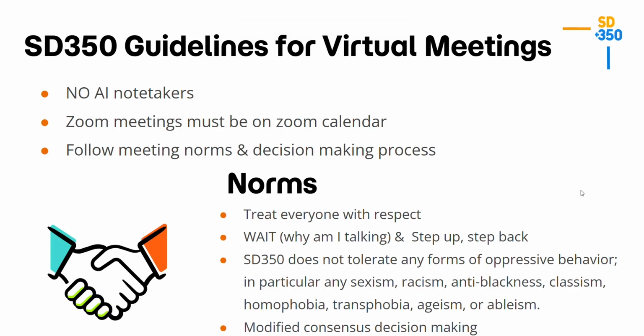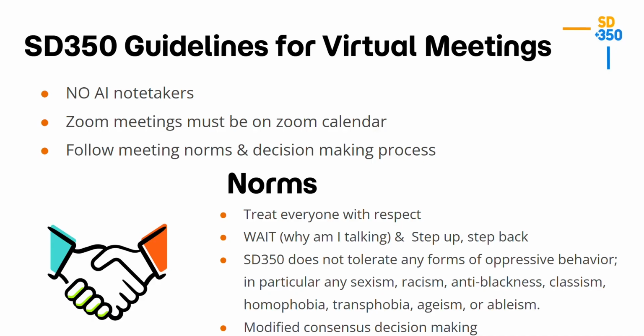San Diego 350 also requires that you follow some guidelines if you're going to have a virtual meeting for San Diego 350. First, no AI note takers are allowed in our virtual meetings. Second, Zoom meetings must be on the Zoom calendar. And third, make sure to follow our meeting norms and decision-making process.